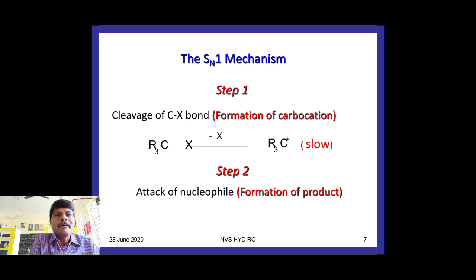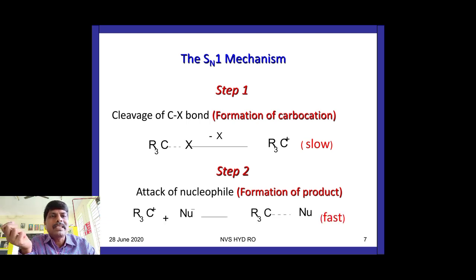In this step, only one molecule is participated, so its molecularity is 1. The second step is the attack of the nucleophile. This carbocation will be attacked by the nucleophile from both sides. You take the carbocation attacked by the nucleophile, you will get one product. So that is the second step.